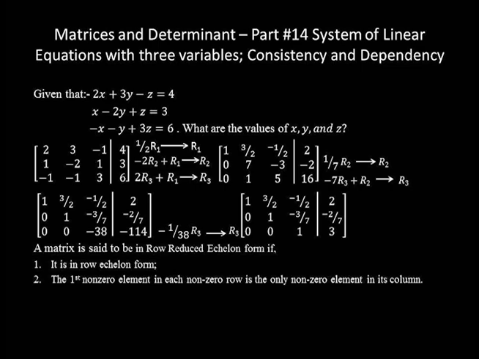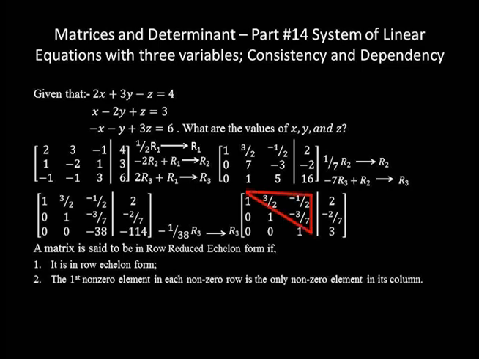In this augmented matrix, the first non-zero element of row 2 is 1, but this 1 is not the only non-zero element in its column because this 3 over 2 is different from 0. The first non-zero element of row 3 is also not the only non-zero element in the third column because this negative 3 over 7 and negative 1 over 2 are different from zeros. Therefore, this augmented matrix is not in row reduced echelon form. To convert it to row reduced echelon form, we have to carry out some elementary row operations in order to convert these three elements to zeros.